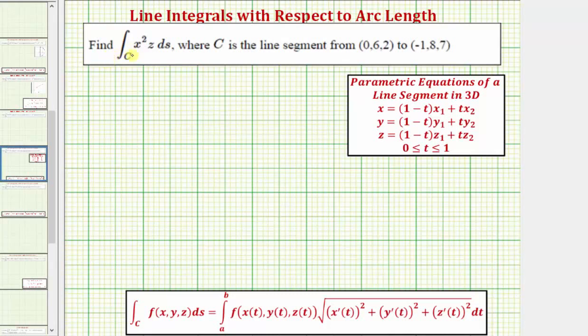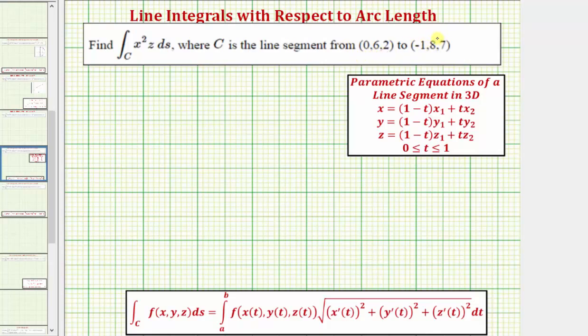We want to evaluate the line integral along the curve C, where the curve C is a line segment from the point (0, 6, 2) to the point (-1, 8, 7). So our first step is to parameterize the curve C, or this line segment, which means we need to write parametric equations for this line segment. And if we can just look at these coordinates and write the parametric equations, that's great.